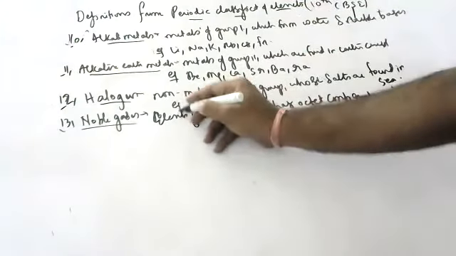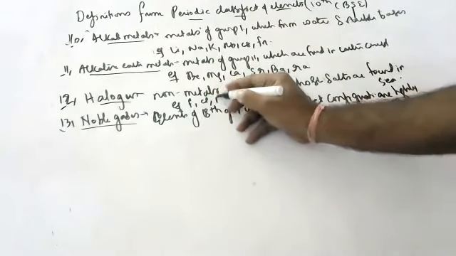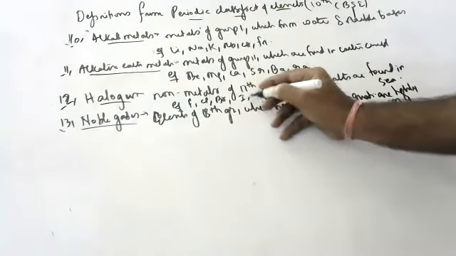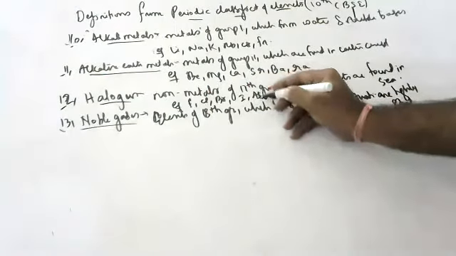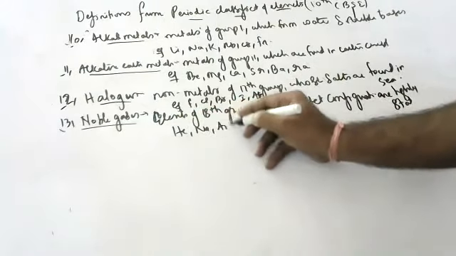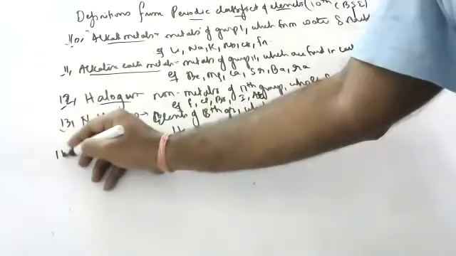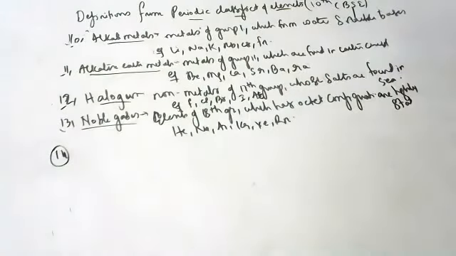Without examples, no marks, children. Remember here, what are the examples? Fluorine, bromine, iodine, astatine. Here, what are the examples of noble gases? Helium, neon, argon, krypton, xenon, radon. Noble gases: elements of 18th group.